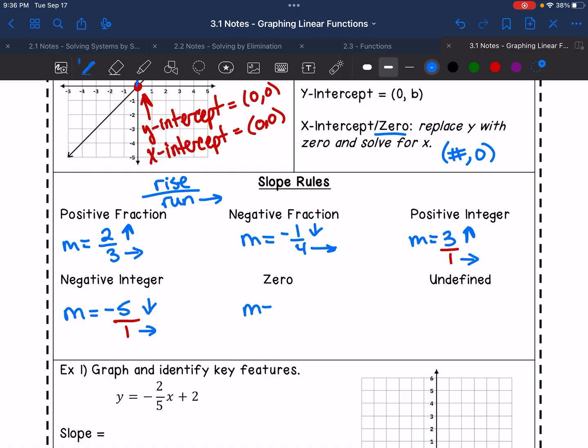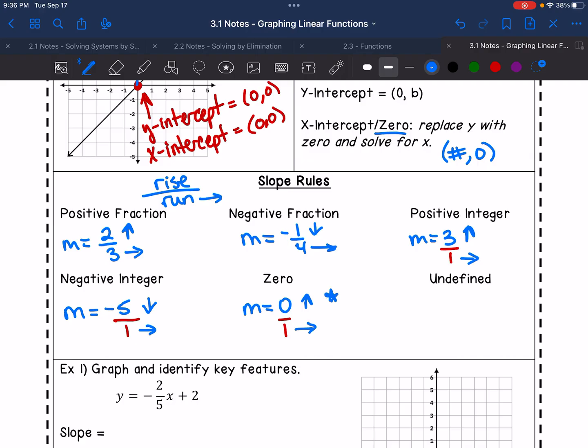Okay, if I have a 0 slope, once again, I can make any number a fraction by putting a 1 underneath it. So this means I'm going to go up or down by 0, so I'm not really rising at all. And I'm going to run by 1. So when I have a 0 slope, there is no rise. Okay. When you have an undefined slope, this means that you had some number being divided by 0.